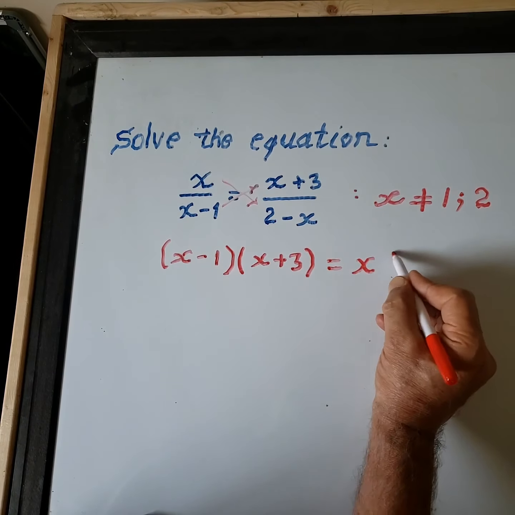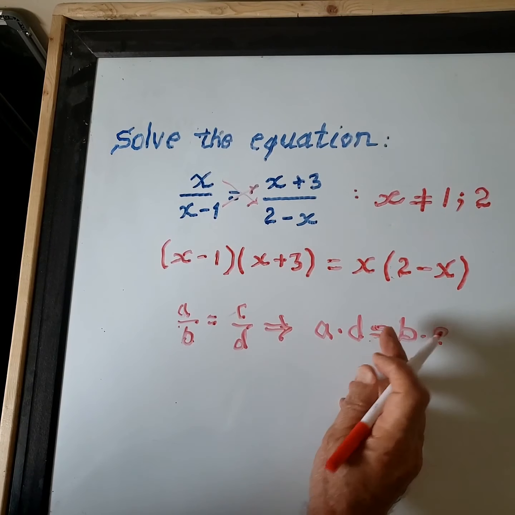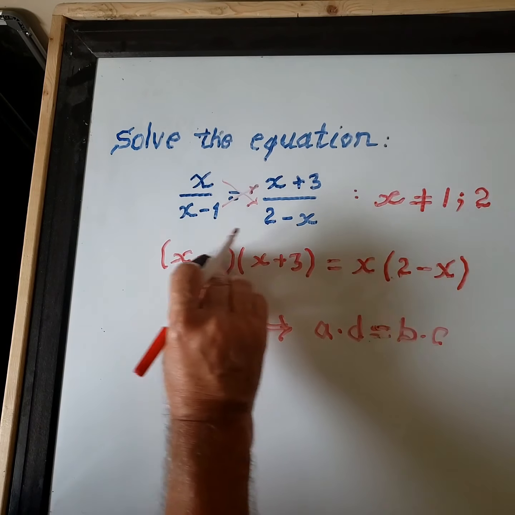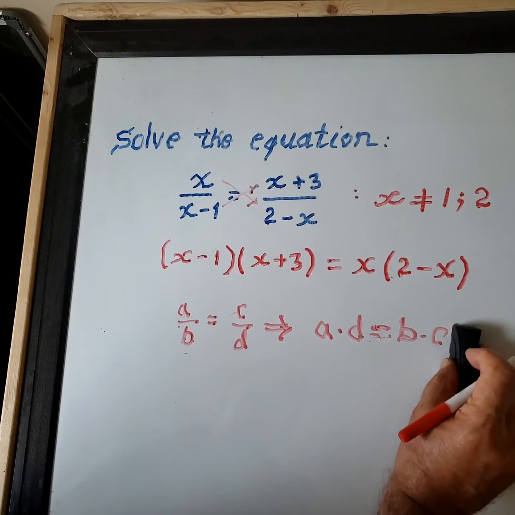This step comes from a over b is equal to c over d, which leads to a times d is equal to b times c. By multiplying those together, the results are equal. So this step came from this one.